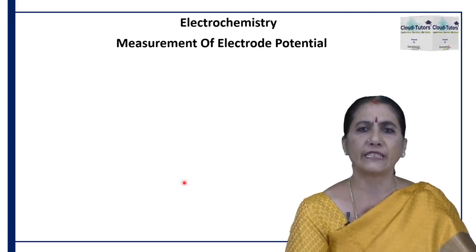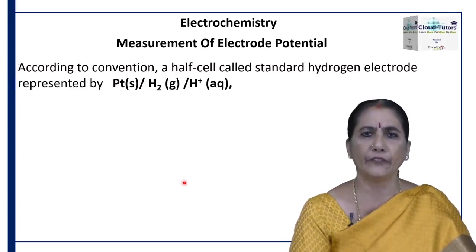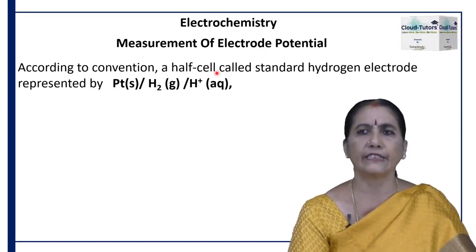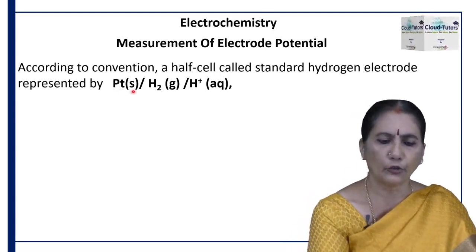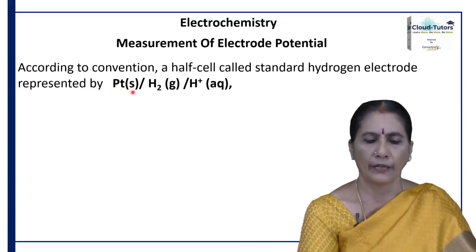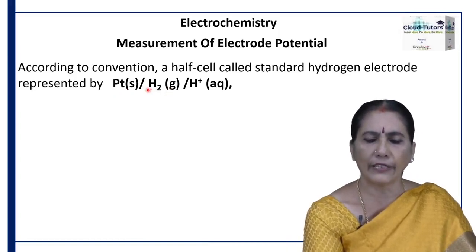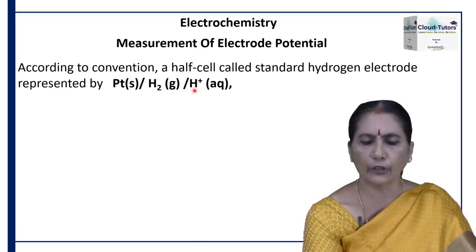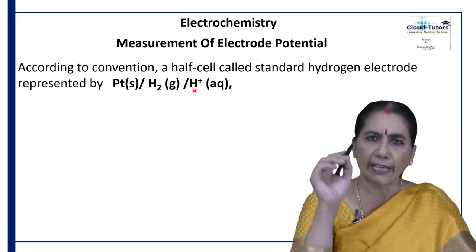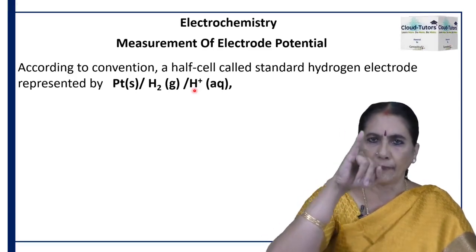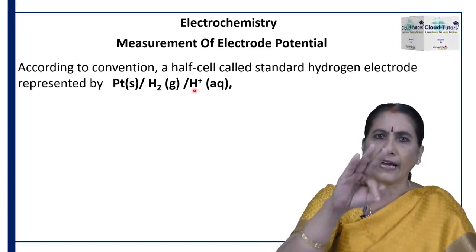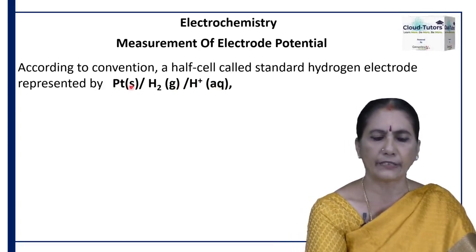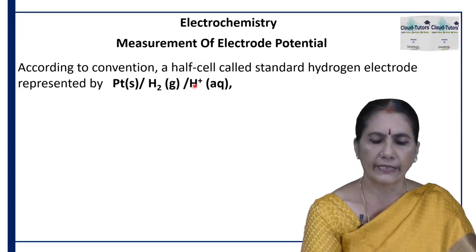Now, how are we supposed to represent the SHE electrode? According to convention, if you take any half cell, especially the standard hydrogen electrode, it is represented as Pt, since you are using platinum, which is solid, then a bar, then H2, where you allow the hydrogen gas to pass through, and then again a slash, because hydrogen gas is made to come in contact with HCl, which contains H plus ion. So you see 3 components: the platinum coming in contact with hydrogen gas, and that in turn coming in contact with H plus. So you always denote even the state of matter. Platinum is in the solid state, hydrogen is in the gaseous form, whereas H plus is present in the aqueous medium.